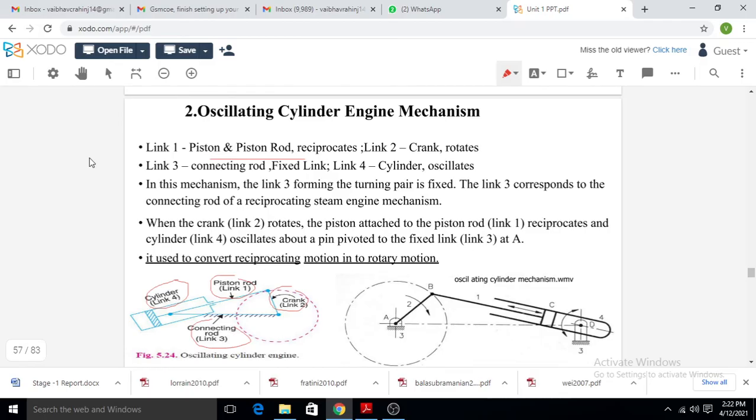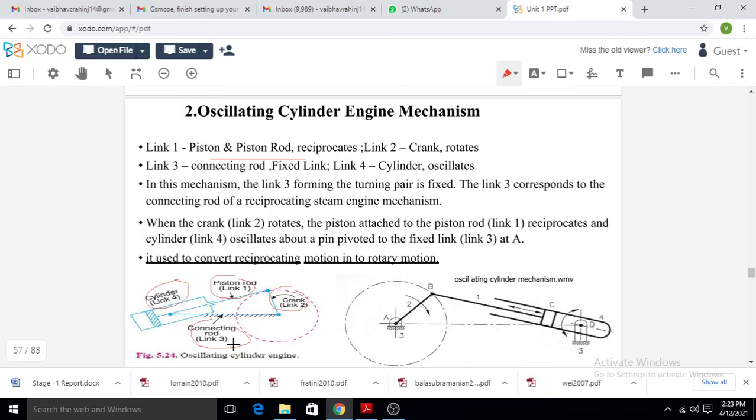Okay, so this is an example of the oscillatory cylinder engine mechanism, in which 3 turning pairs and 1 sliding pair are present. But to obtain the inversion, we make one link fixed, and the fixed link in this example is the connecting rod. Once we make a different link fixed, we obtain a different mechanism. Here we make the connecting rod a fixed link.